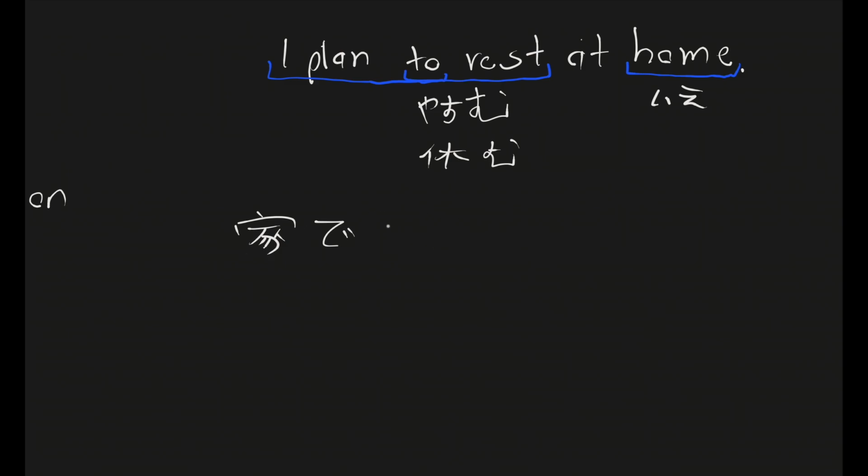So ie de yasumu. Now remember, we don't have to change yasumu because it's already in its plain present form, or its dictionary form, as some people say. And what do we add after that? We just add yote.